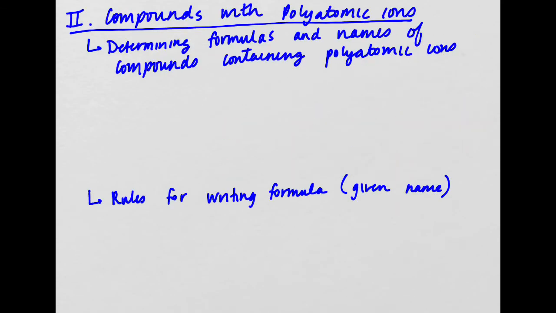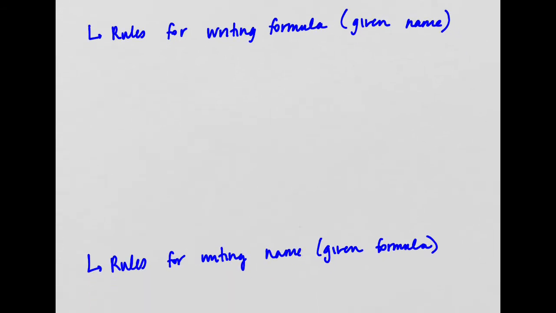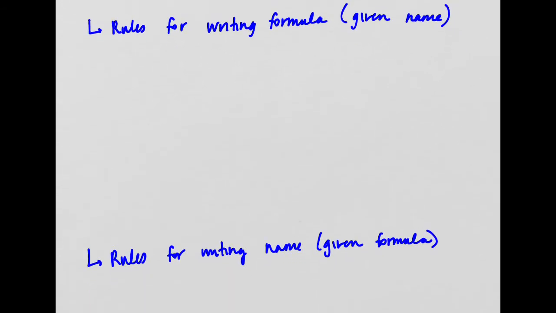And that was it. So today we're going to look at the rules for determining the formulas and the names of compounds containing polyatomic ions. First, we're going to look at the rules for writing the formula if we're given the name, and then we'll look at the rules for writing the name if we're given the formula. And these rules are basically just these rules, but with words instead of symbols and figures.